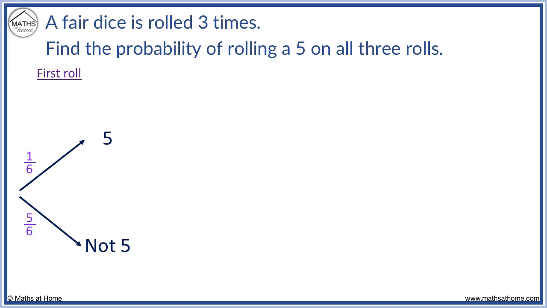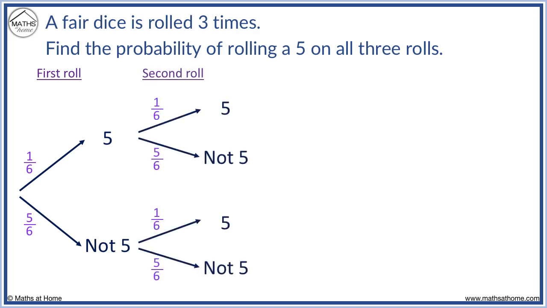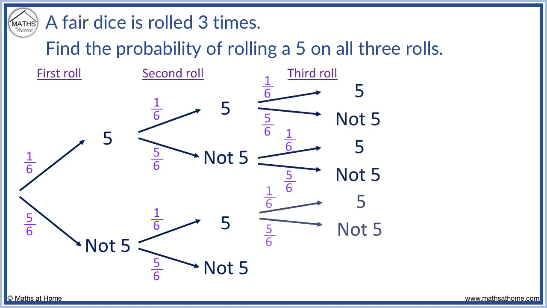5 out of 6. We can add branches for the second roll. And this time we have a third roll. So a third set of branches. We want to find the probability of getting a 5, then a 5, then a 5. We can even ignore the rest of the tree like so.